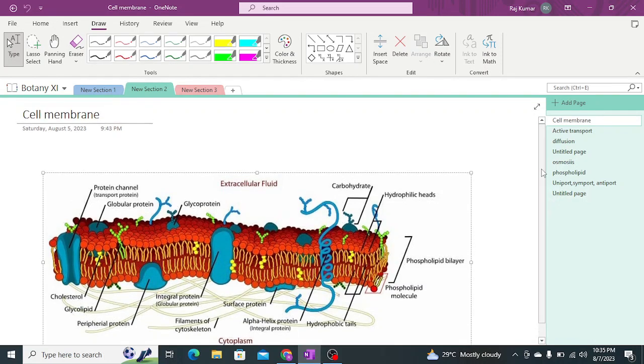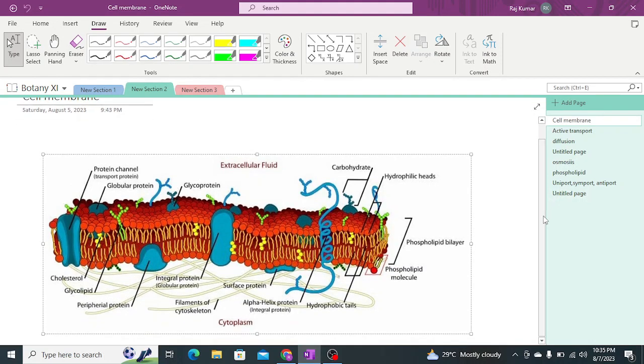We are going to discuss cell membrane. Here we are going to discuss the cell membrane in detail. What is a cell membrane? The cell membrane is the outermost living membrane of a cell. In animal cells, it is the outermost living membrane of the cell.